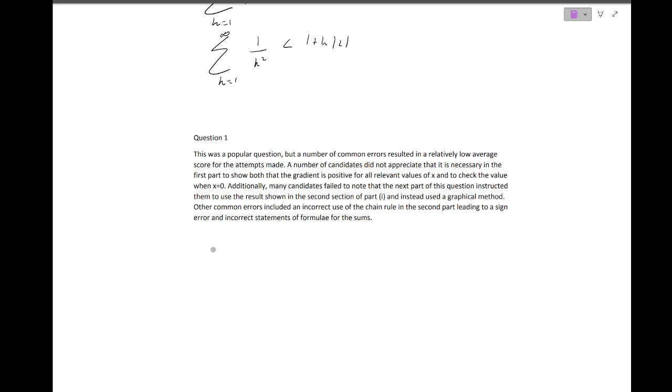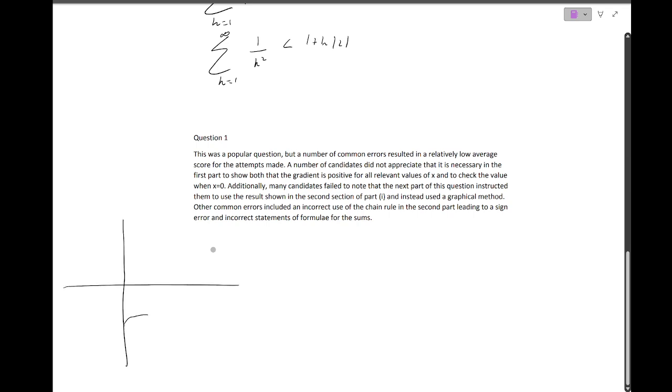A number of candidates do not appreciate that it's necessary to check in the first part both that the gradient is positive and that x equals 0. Okay, yeah, this is important, because what could happen is you can have a curve like this, right? Which is technically increasing. This is an increasing curve, but it's not increasing from the origin. And because it's not increasing from the origin, you can't say that this function is positive for all values of x. So this is not sufficient.